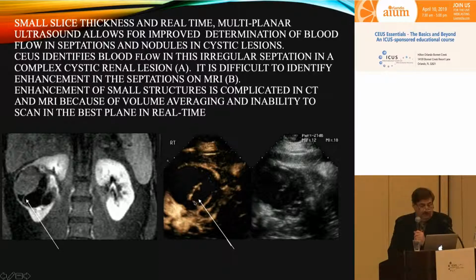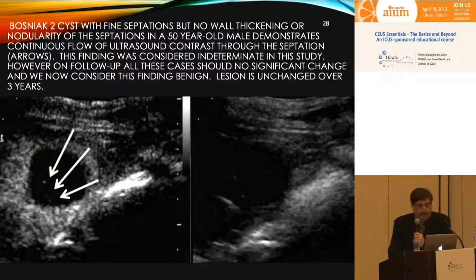But if you look real close here, you can see the septations are enhancing, but there are little berries, little white dots hanging off all these septations, which turn out to be tumor nodules in the cystic renal cell carcinoma. And again, here's just an example. We've got 3 little bubbles going through a septation. We often see this. These turn out to be a benign finding.